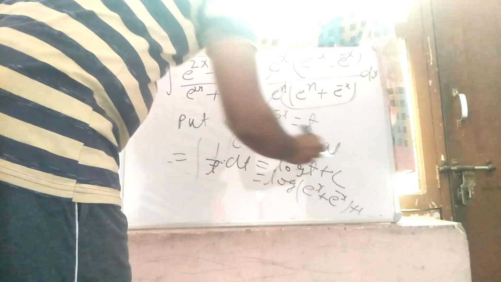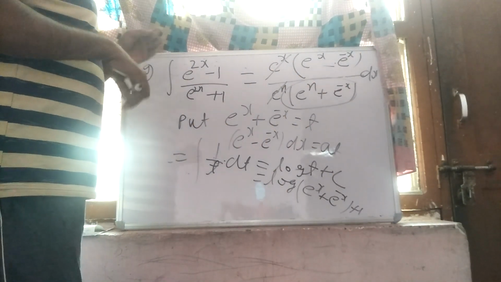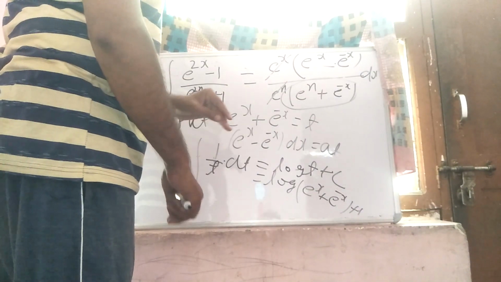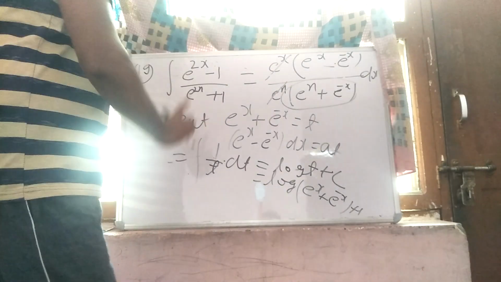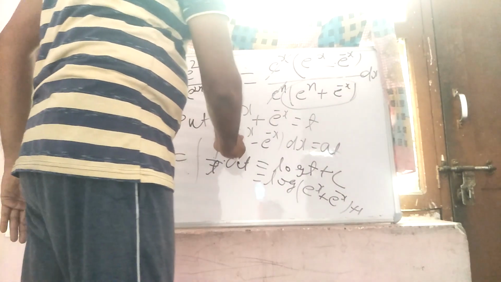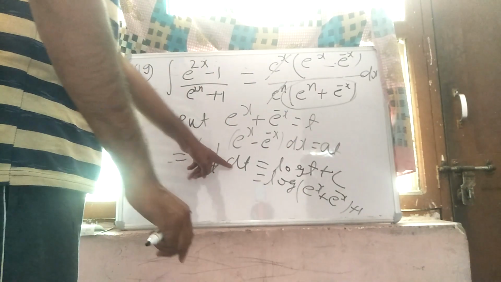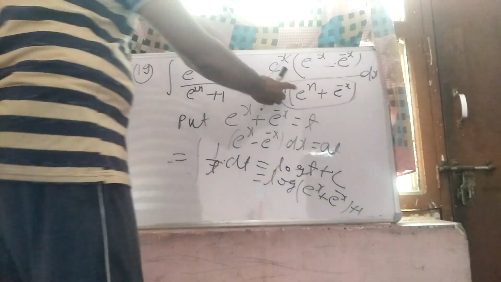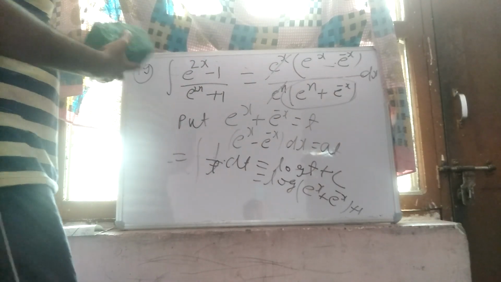We also check and explain e to the power 2x minus 1. This is not in standard form, so we take e to the power x common. Then we get e to the power x minus e to the power minus x, and in the denominator e to the power x plus e to the power minus x. Put this equal to t. So e to the power x minus e to the power minus x into dx equals dt, and it comes in the very easy form dt upon t. This is log t, and lastly we put the value of e to the power x plus e to the power minus x.